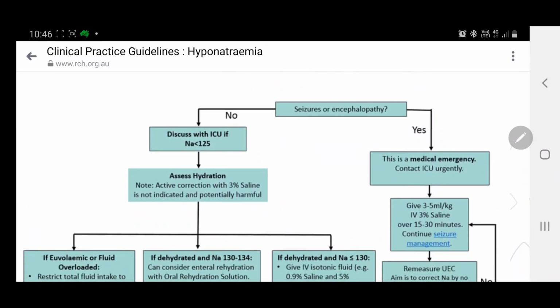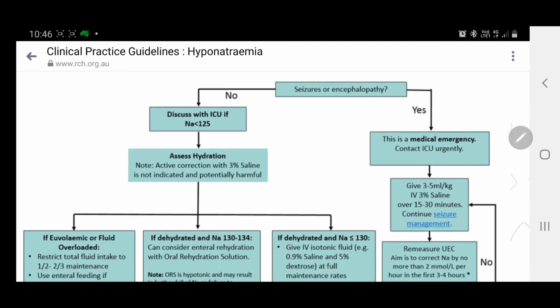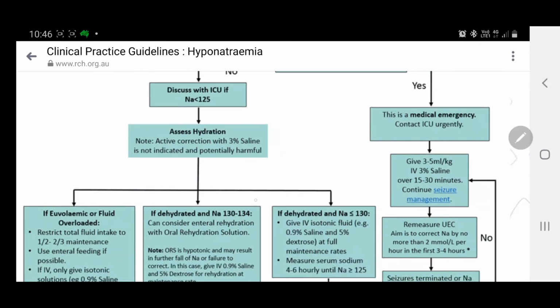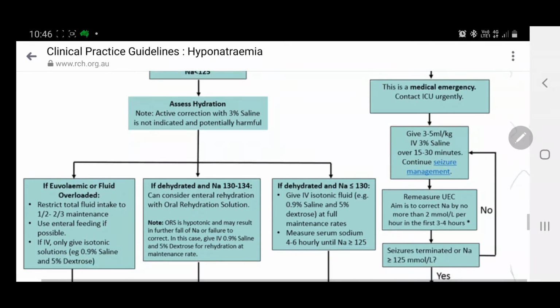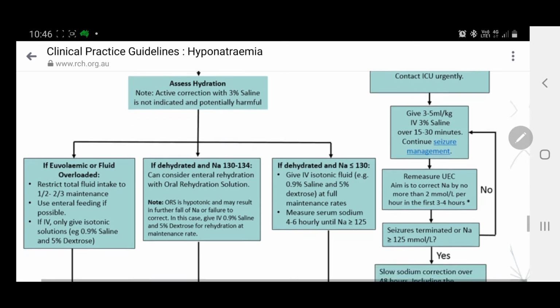So if we don't have any seizures or encephalopathy, then we discuss with ICU if the sodium is below 125 millimole per liter. And then we assess the hydration. Active correction with 3% saline is not indicated and potentially harmful. So we don't do this step unless it's a medical emergency and we need rapid correction. And that's not the case if the person is not seizing or having an encephalopathy. Then we just give isotonic fluids.